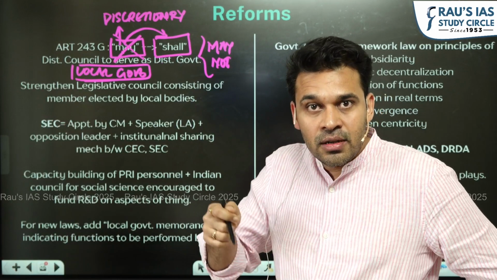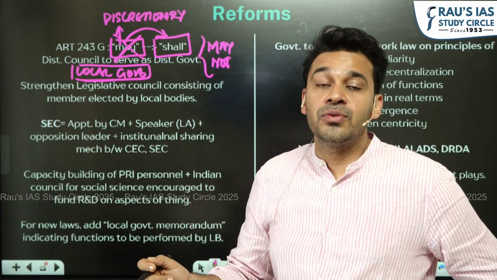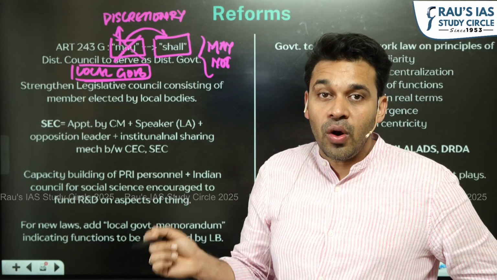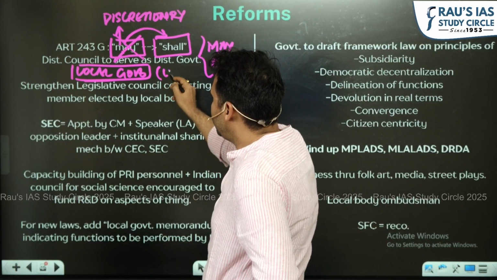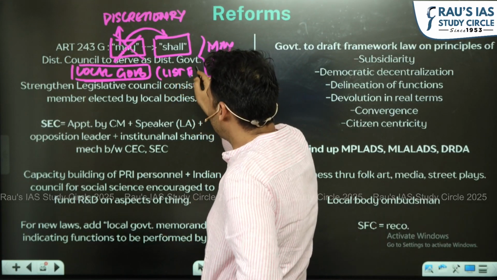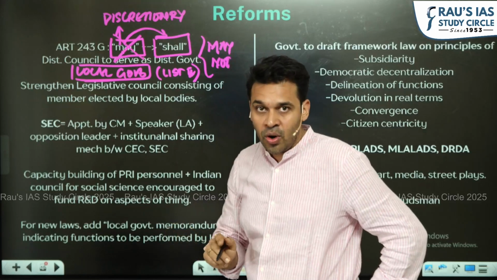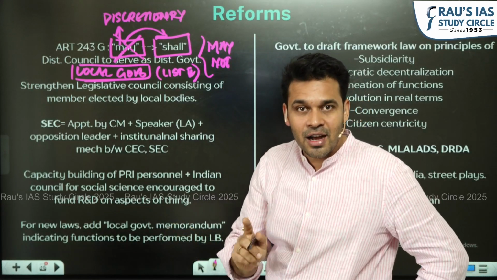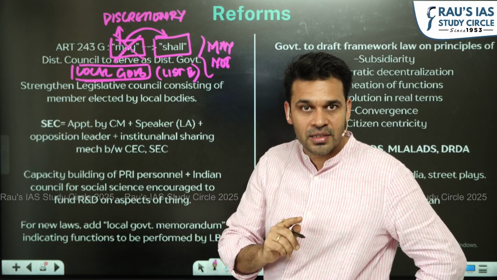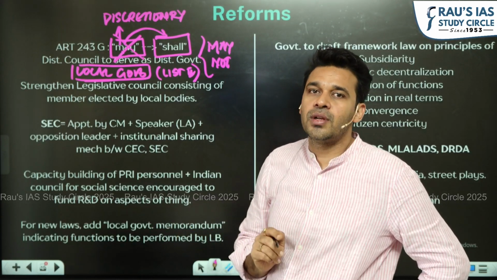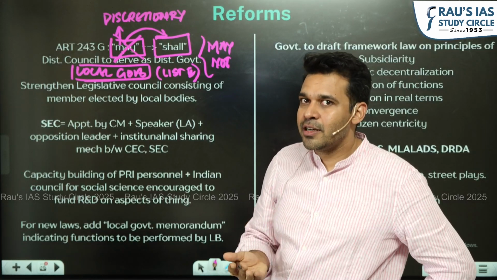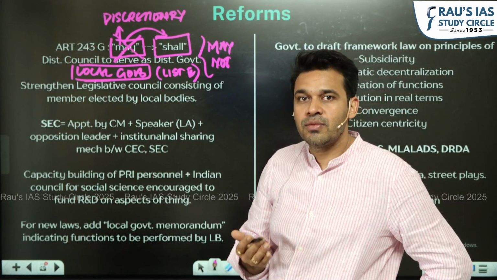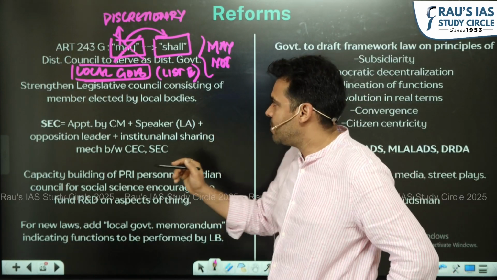And when you transition from the word "may" to "shall", you will also have to remove local government from List 2, which would require not just a two-thirds majority in both houses of Parliament, but also approval from half of the legislative assemblies. So only when the states concur, only when the states agree, can this change happen.